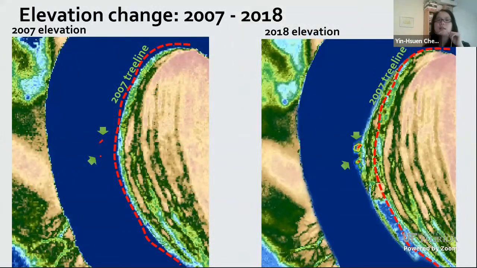So here's another thing I want to show you. Like I mentioned before, I want to compare the elevation changes from 2007 to 2018. I also marked the 2007 tree lines here, so you can see how much elevation increased in front of the tree lines. The 2 green arrows indicate where this vegetation island is, and they were basically fully connected with the floodplain forest before the 2018 LiDAR survey.